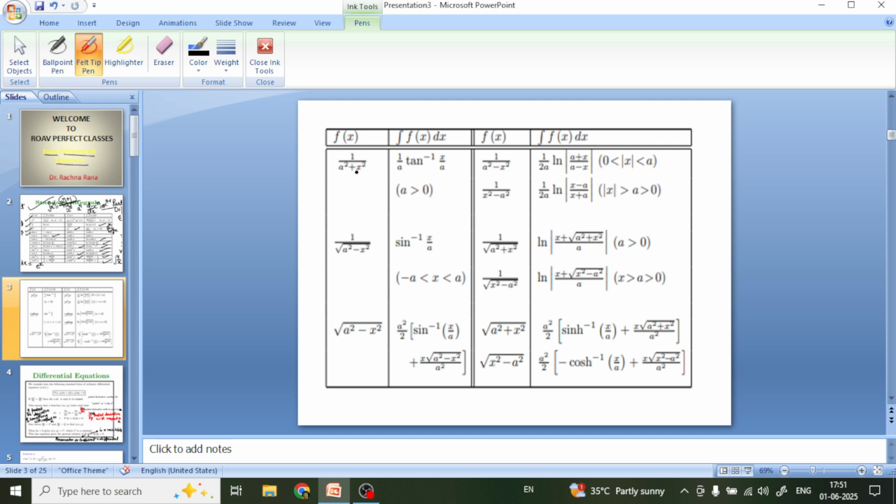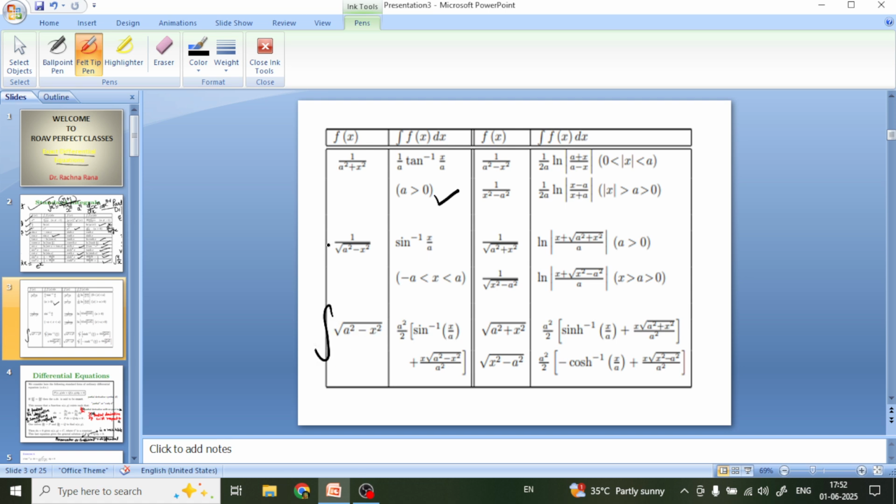If you are given 1 over a square plus x square and you have to find its integral, that is equal to 1 over a tan inverse x over a. In this case, a should be greater than 0. If you are given 1 over square root of a square minus x square, that is equal to sine inverse x over a, where minus a is less than x less than a.